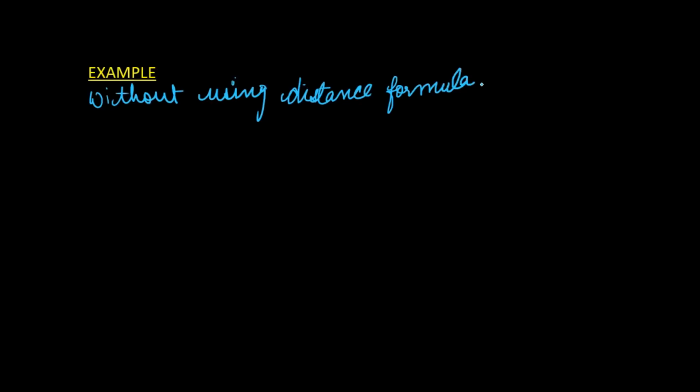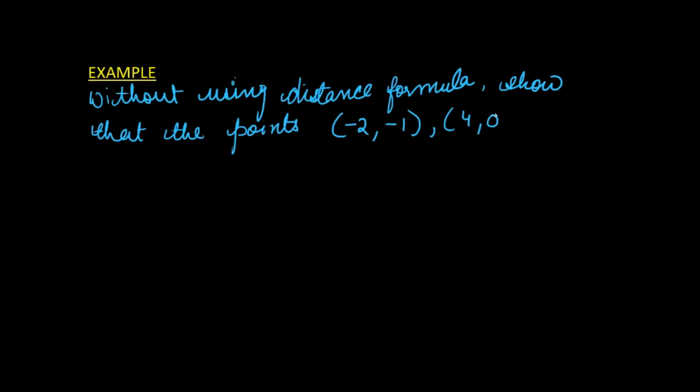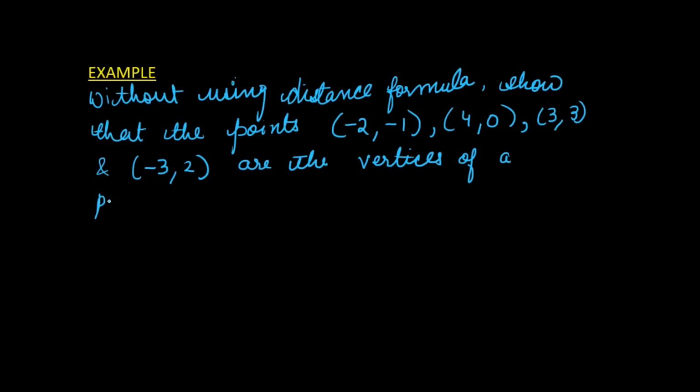So the question is, without using distance formula, show that the points -2, -1, 4, 0, 3, 3 and -3, 2 are the vertices of a parallelogram. Let us see how we solve this.